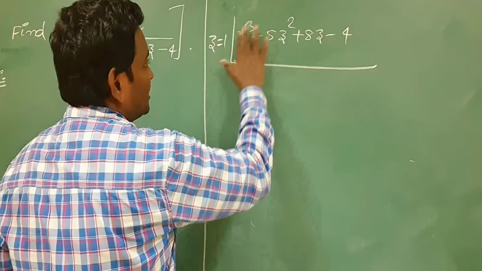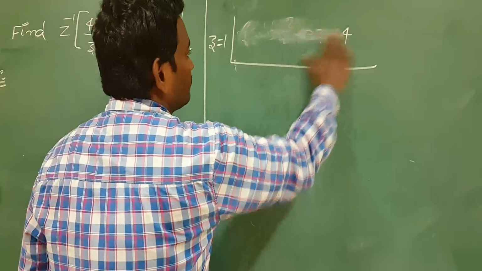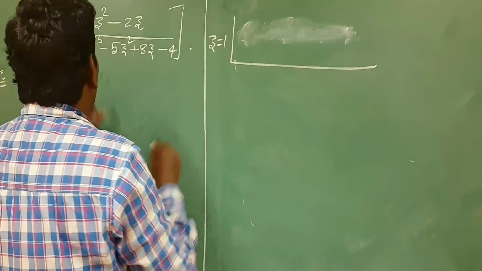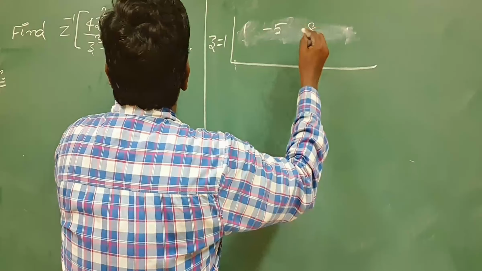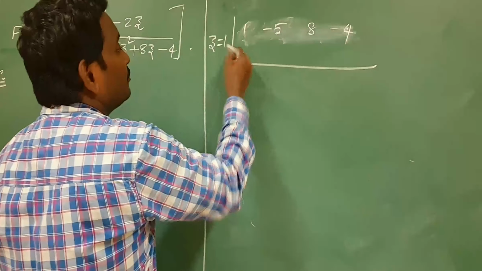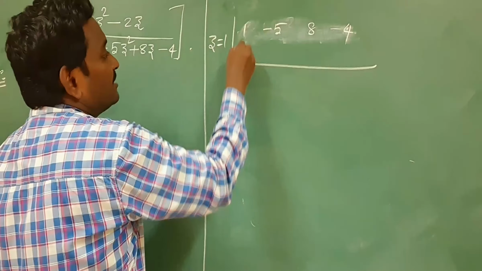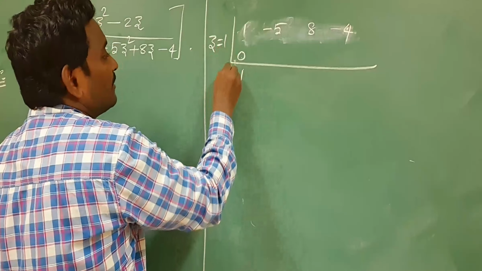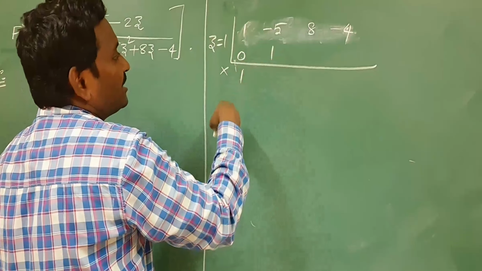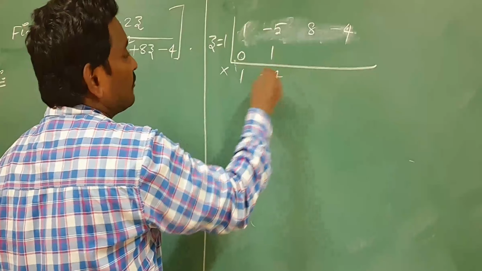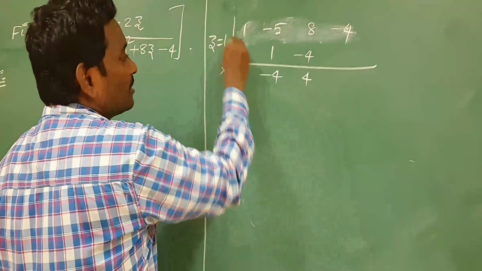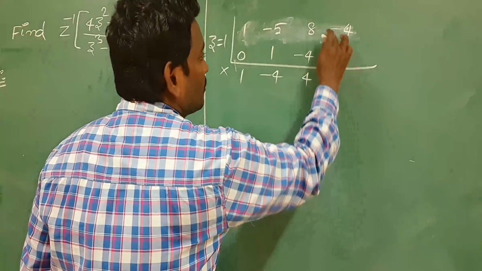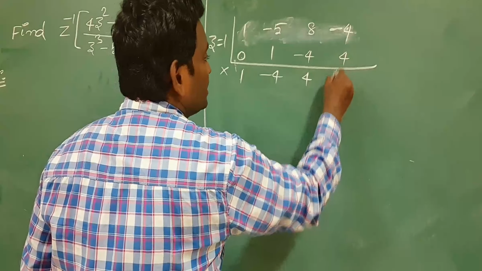So just write the coefficients, it's enough. Coefficients are 1, minus 5, 8, minus 4. So blindly put 0 here, add both terms: 1 plus 0 is 1, and multiply 1 into 1, write here minus 5 plus 1 is minus 4. 1 into minus 4 is minus 4, 8 minus 4 is plus 4, 1 into 4 is 4. So minus 4 plus 4 would be 0.